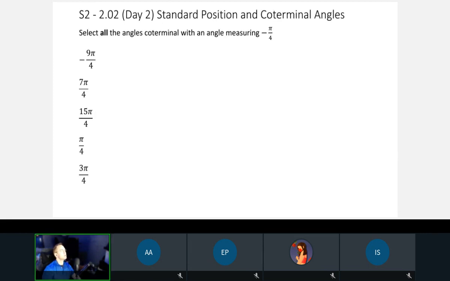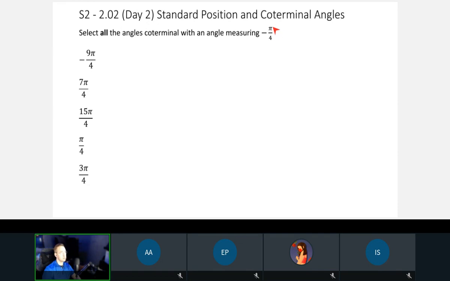Okay, this is from Unit 2, standard position and coterminal angles. I think pretty easy. We've been dealing with coterminal angles quite a bit this semester in one way or another. So you're going to be given an angle, which in this case is negative pi over 4, and you want to select all of the angles that are coterminal angles.